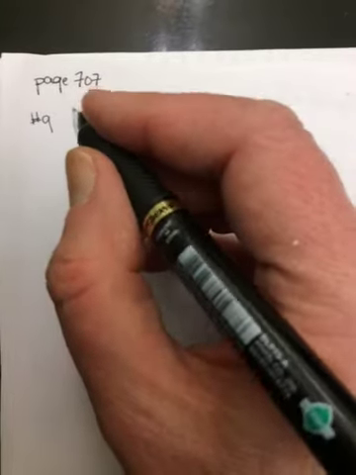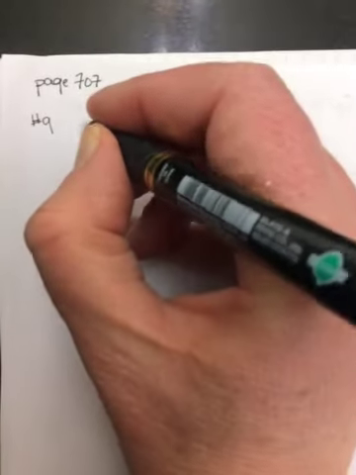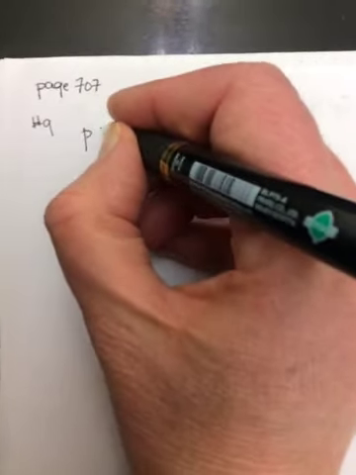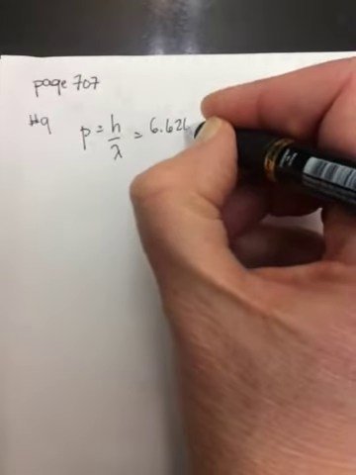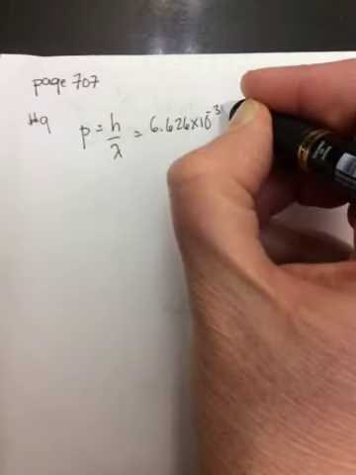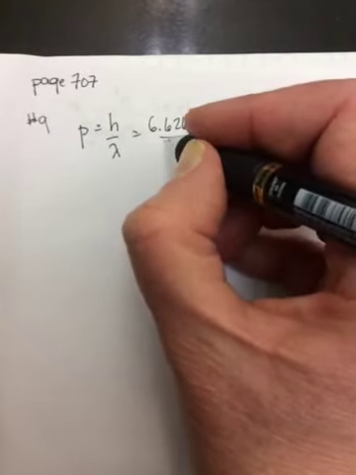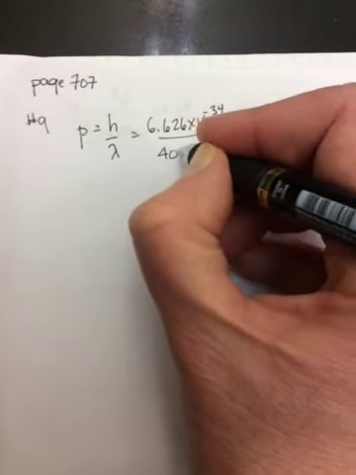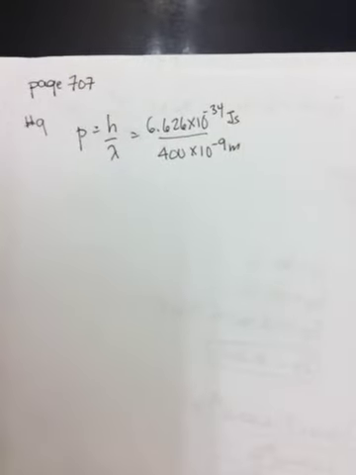All right, page 707, number 9. What is the momentum of a photon of violet light that has a wavelength of 400 nanometers? So what is the momentum? We know p is equal to h over lambda. So 6.626 times 10 to the negative 34 joule seconds over 400 times 10 to the negative 9 meters.